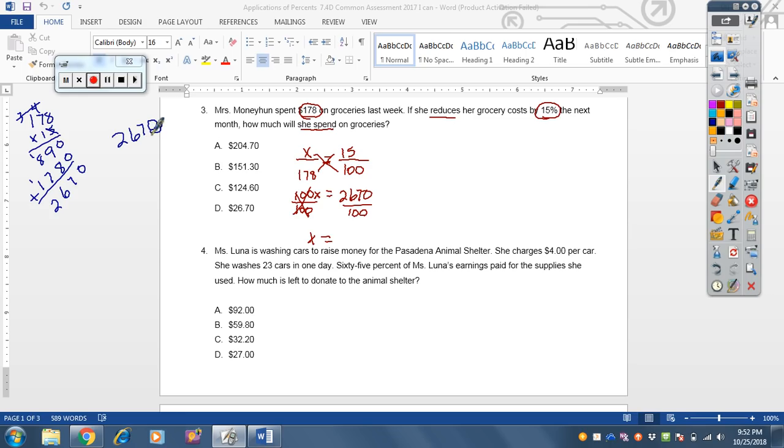2,670 divided by 100 is $26.70. That is an answer choice. Is that the correct answer choice? How much will she spend on groceries? Is she going to spend $26 on groceries?